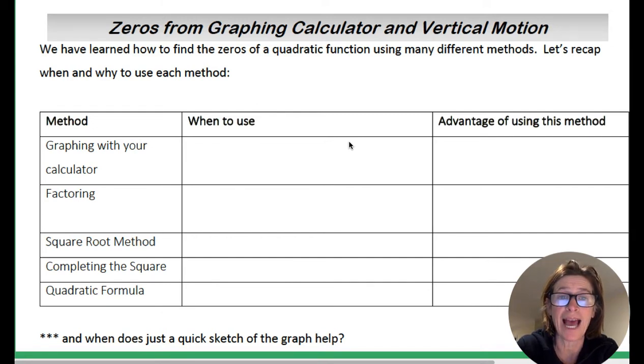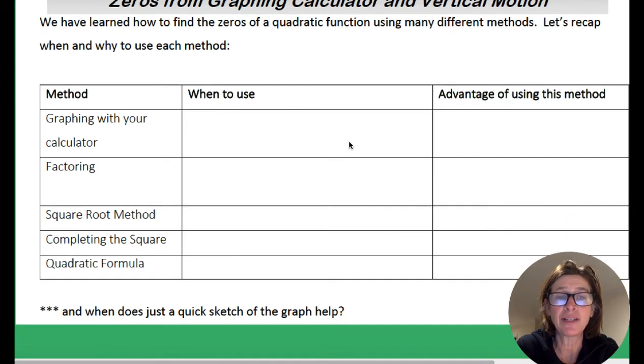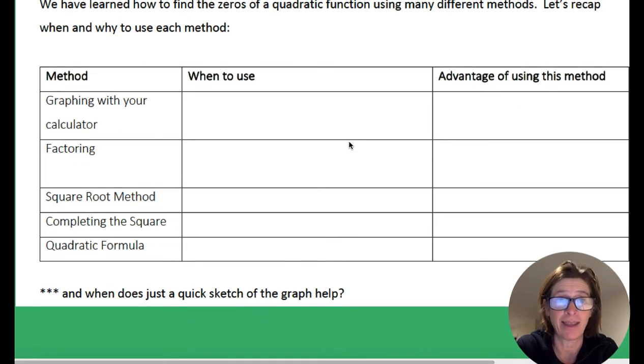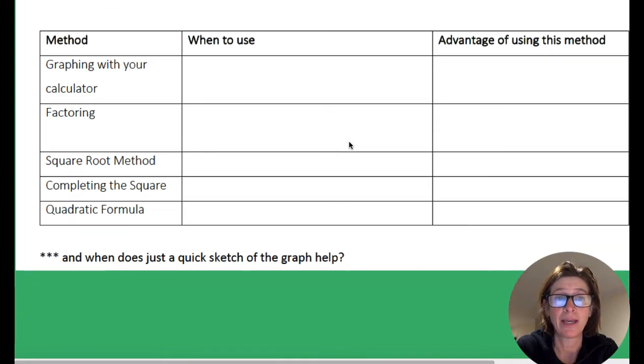But to start, what I'd ask you to do is we have now learned every method to solve a quadratic equation. We've graphed with our calculator, we've done factoring, we've done the square root method, we've completed the square, the quadratic formula, and we actually have also guessed and checked. So I'd like you to, in your own words, come up with when is the best time to use it and what an advantage of using the method might be. Now this is really up to you, but we're going to talk about it in class tomorrow, and I thought that might be a good place to start.